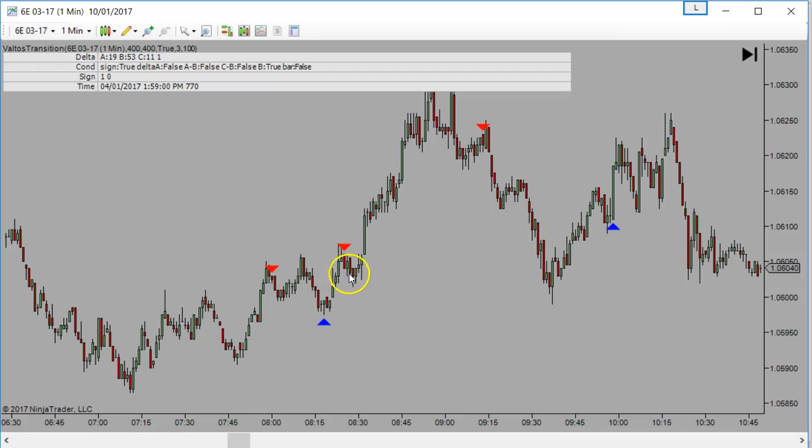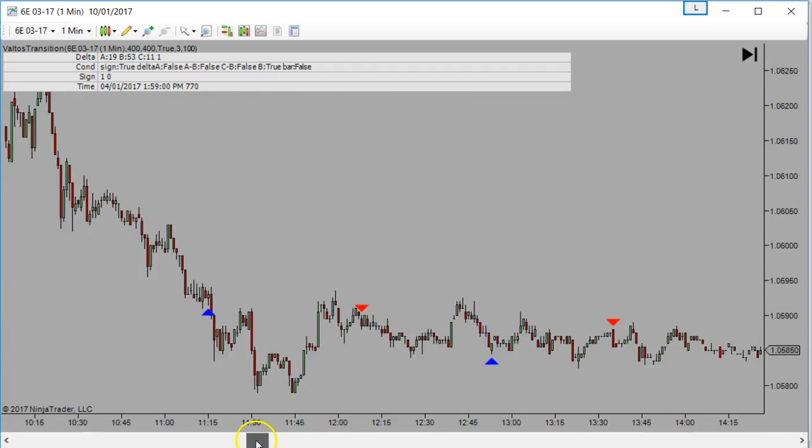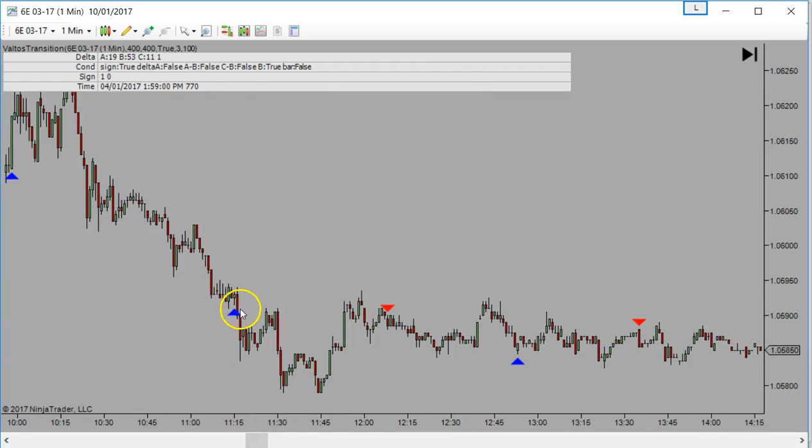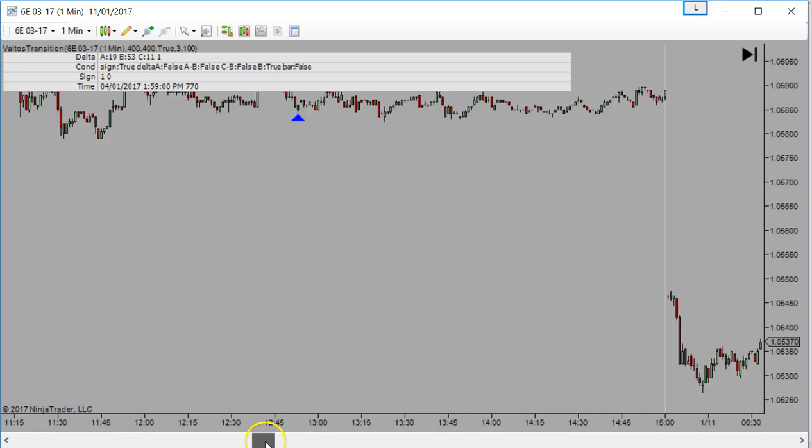Here's a down move, up move, down move. Nice down move, up move. That didn't work out. This did, this did, this did. Well, I don't know. That's kind of sideways. Probably getting near your stop.